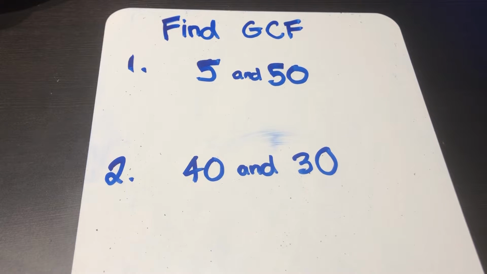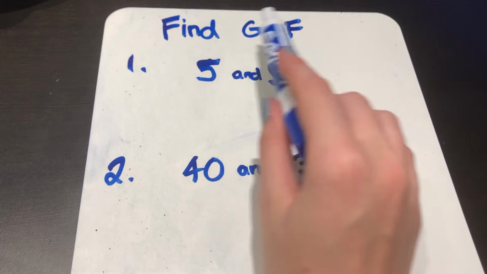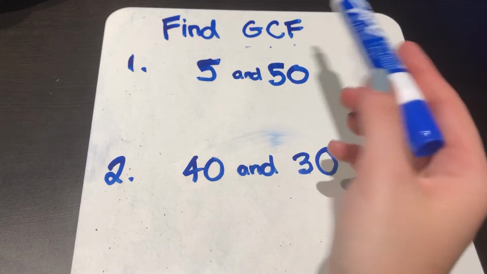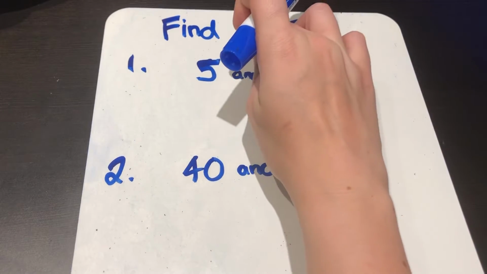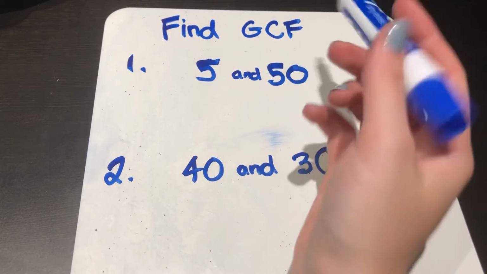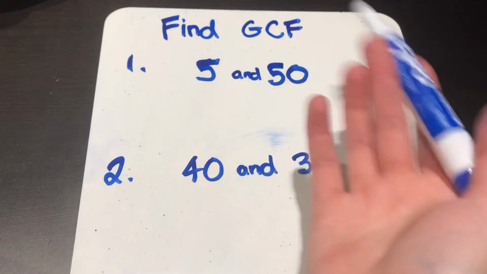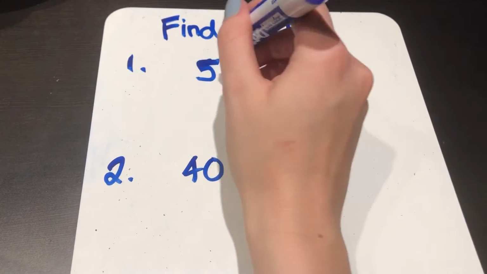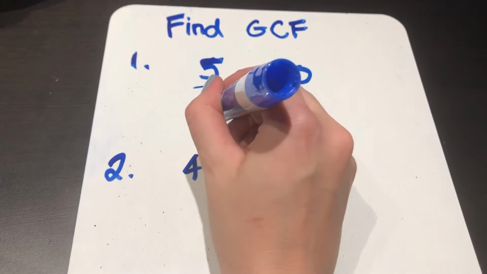In this lesson, I'm going to show you how to find the GCF, which stands for greatest common factor. You might have done this on ALEKS, so I'm going to remind you how to do it, and I think you learned it in middle school too, so you should be good. Basically, you make a list of the numbers that you can divide into the number. So for 5, I can divide 5 by 1, and I can divide 5 by 5.